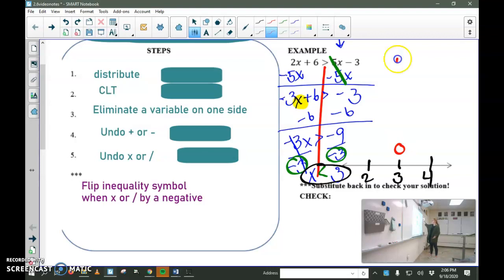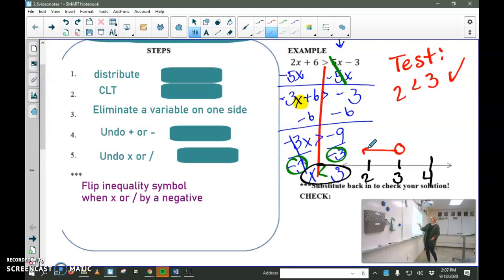I could do some test points to make sure I draw my arrow in the correct direction. I just like to use the test points that are on my number line. We'll go with 2, okay? Is 2 less than 3? Yes, 2 is less than 3. So my arrow should move to the left, covering all values that are smaller than 3.